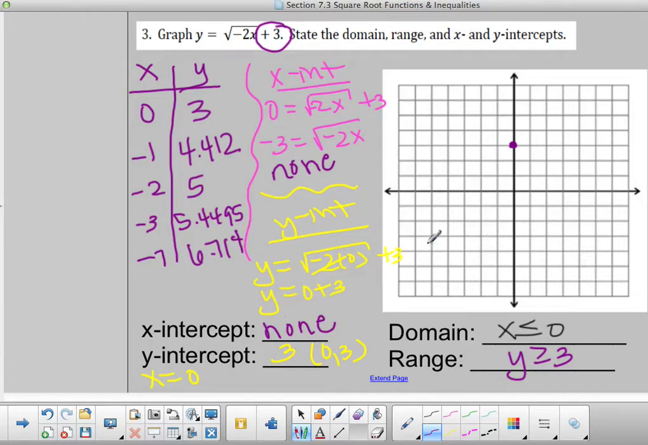Okay, if you don't have a graphing calculator, you can do the same thing. All you'd have to do is plug all these in. So you'd have -2 times -1, which is 2. Take the square root of 2 and then add 3 onto it. Okay, so let's plot these.